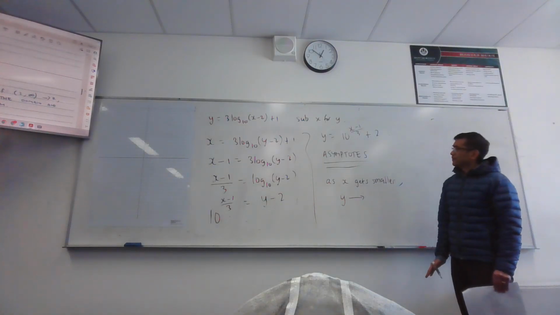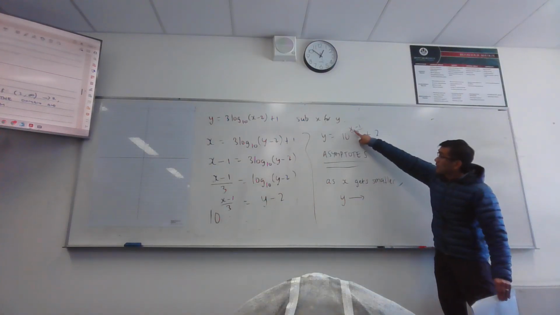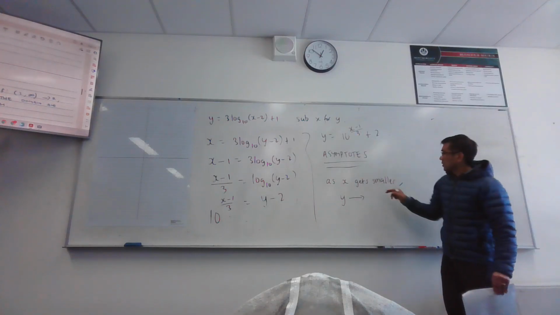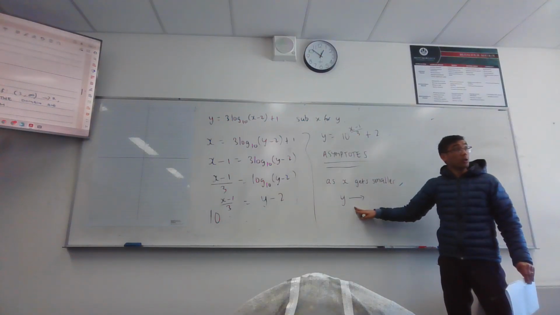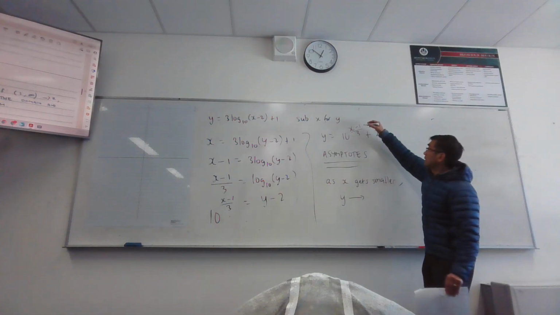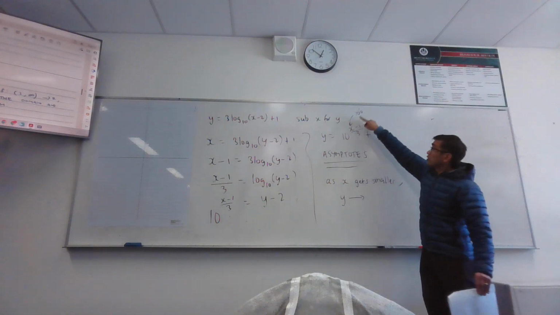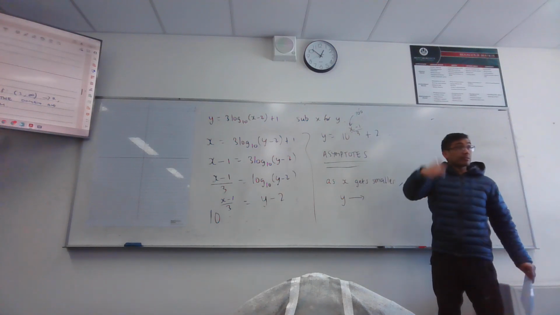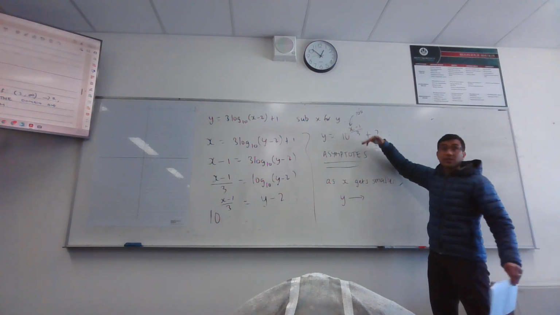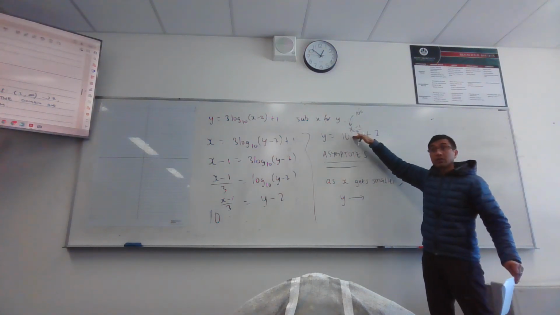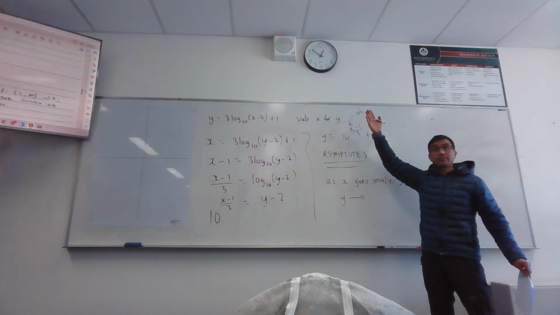Under this sentence here: as x gets smaller, y is approaching what? Let's just say x was 100. 100 take away 1 is 99. 99 divided by 3 is about 33. 10 to the power of 33 is really, really, really big.